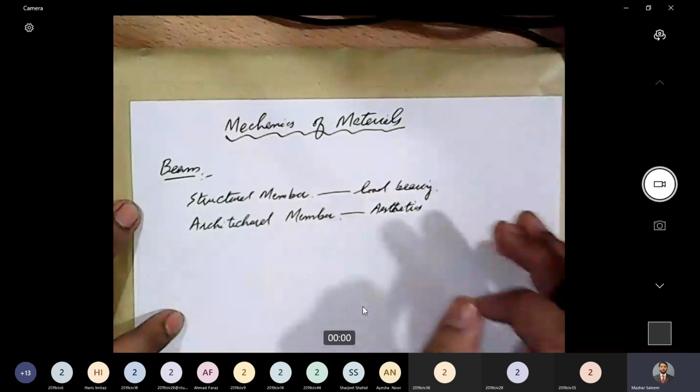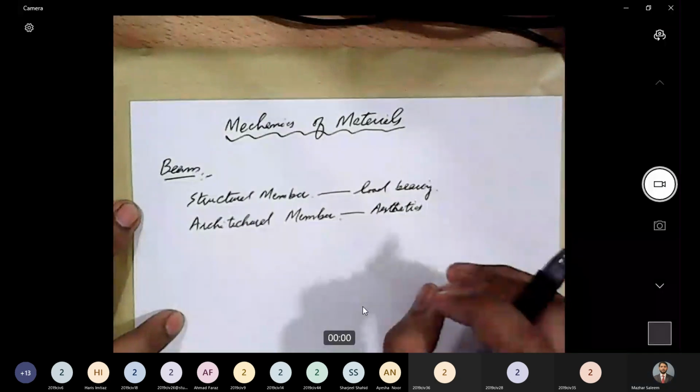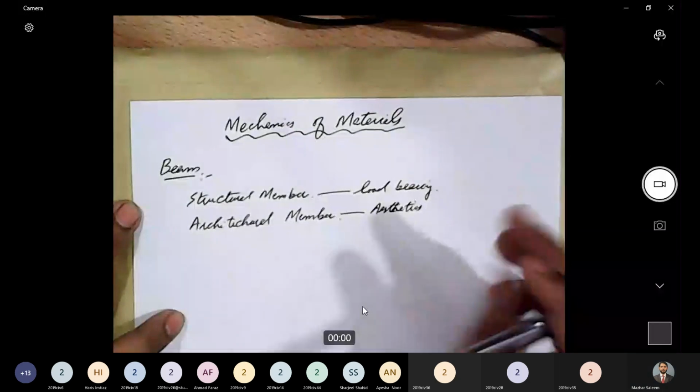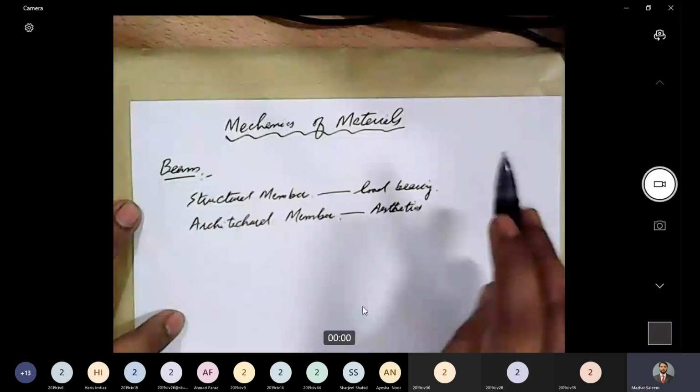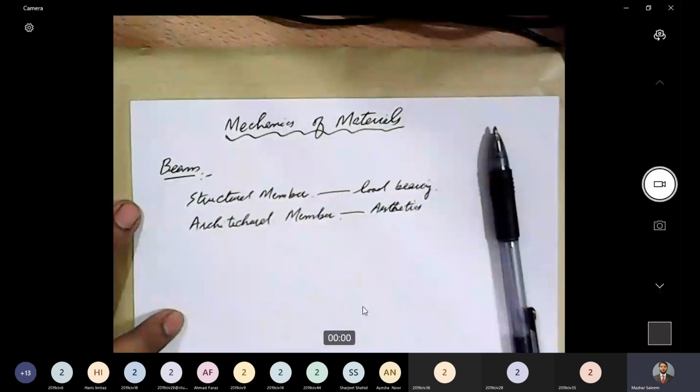So beam is a structural member, means beam is a load carrying member. When we provide a beam, it serves a purpose for the other parts of the structure. Normally, not in all the cases, but normally the beams are provided inside or underneath the slabs. So they take loads from slabs and they transfer loads to columns, and from columns load transfers to foundations. So beam is a structural member, one thing is for sure. It is not an architectural member.